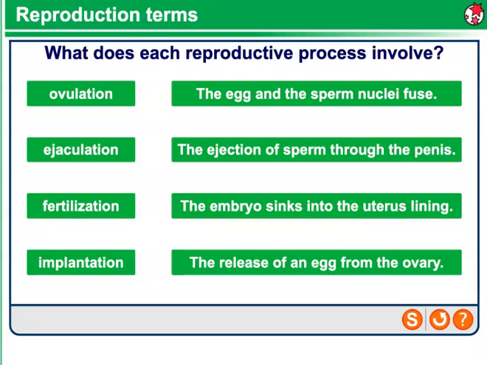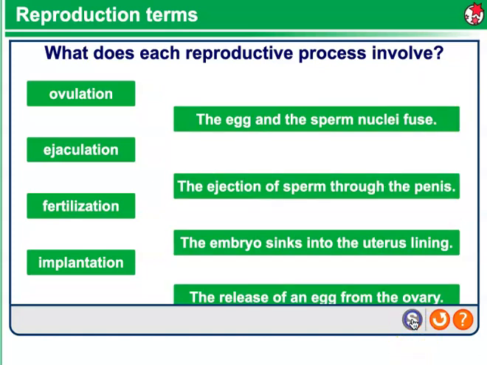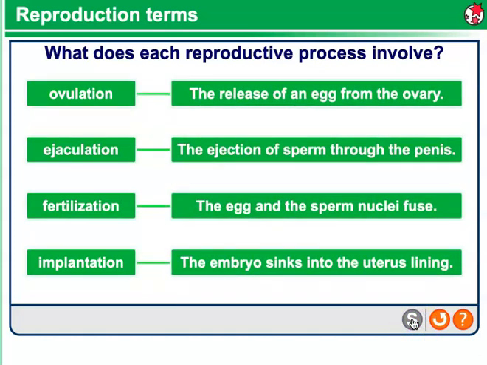So what does each reproductive process involve? Ovulation involves the release of an egg from the ovary. Ejaculation involves the ejection of sperm through the penis. Fertilization includes the egg and the sperm nuclei fusing. And implantation is when the embryo sinks into the uterus lining.